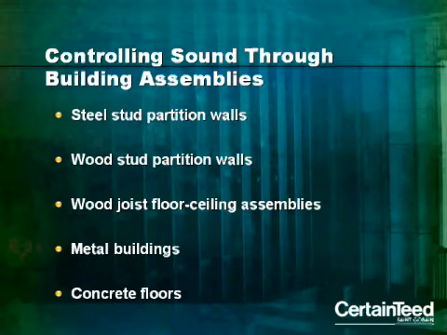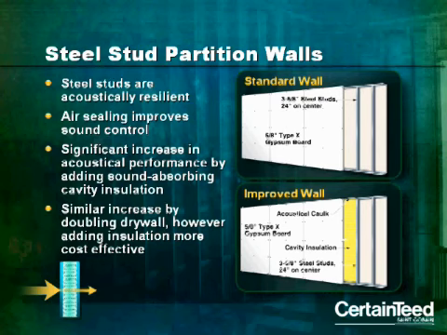Let's look at how to control sounds through several kinds of walls and floor-ceiling assemblies. We'll look at steel stud partition walls, wood stud partition walls, wood joist floor-ceiling assemblies, metal buildings, and lightweight concrete floating floors. Steel stud partition walls. Here's a fact. Light-gauge steel studs, typically used in walls, are acoustically resilient, so they, by themselves, reduce some sound energy transmission compared to concrete or wood.